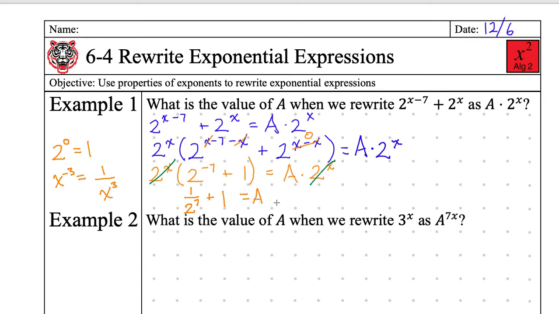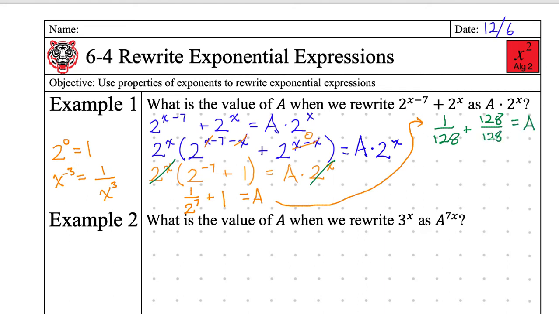And I ran out of room, so I'm going to come back over here. And I'm going to say, okay, well, what is 2 to the power of 7? That's 2 times 2 times 2, all the way 7 times. That is 128. So now I have 1 over 128 plus, and I want to write 1 here, but I know that I'm going to have like denominators. So I'm going to say, oh, 1 is the same thing as 128 divided by 128. And that's still equal to a on the right-hand side.